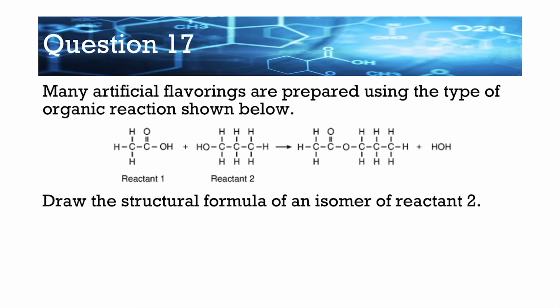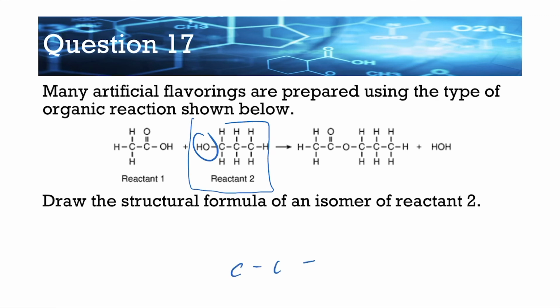Number 17. Draw an isomer of reactant 2. So here's reactant 2. We have an alcohol functional group. One of the tips for creating isomers with functional groups is just take the functional group and put it somewhere else. So go all Patrick trying to move Bikini Bottom. Okay. So we have the OH group on the first carbon. So let's put it on the second carbon.